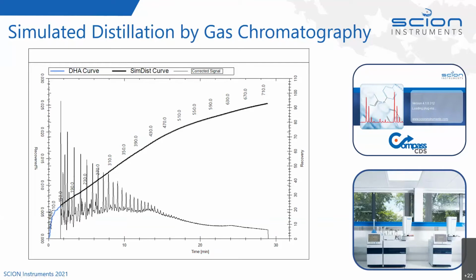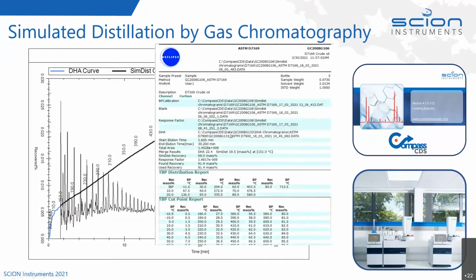In addition to the chart, the software will produce a PDF report. It can tabularize the results for you. It can do a cut point report or a distribution report for you. And it is a combined report. It might be a bit small to see on your screen, but it lists the calibration file used, the solvent blank that's been used, and it also lists the DHA sample that's been combined in this report. This report can be given out as a PDF, and it can also be exported in Excel format.